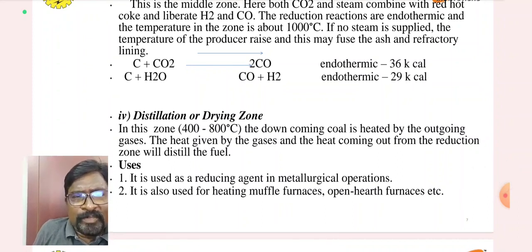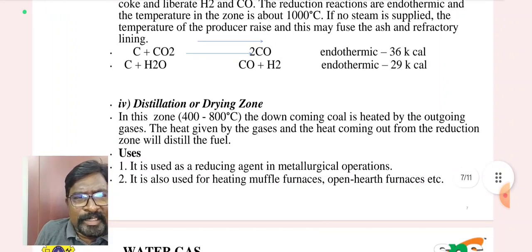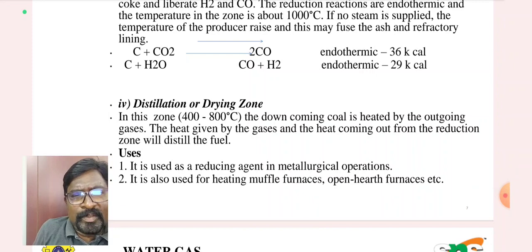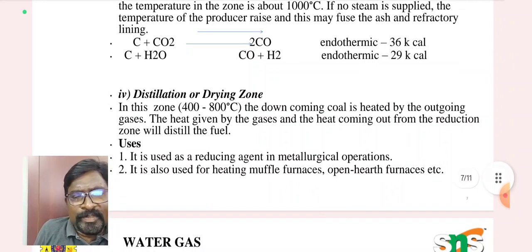In this zone, a temperature of 400 to 800 degrees Celsius is maintained. The downcoming coal is heated by the outgoing gases. The heat given by the gases coming out from the reduction zone will distill the fuel. The fuel that we are producing over here is the producer gas.